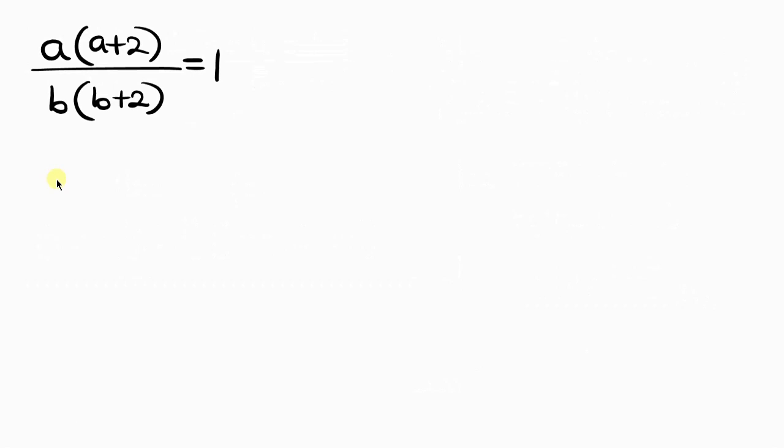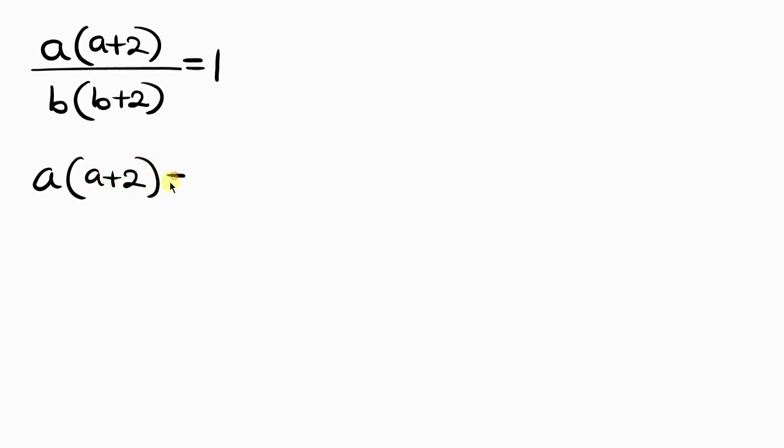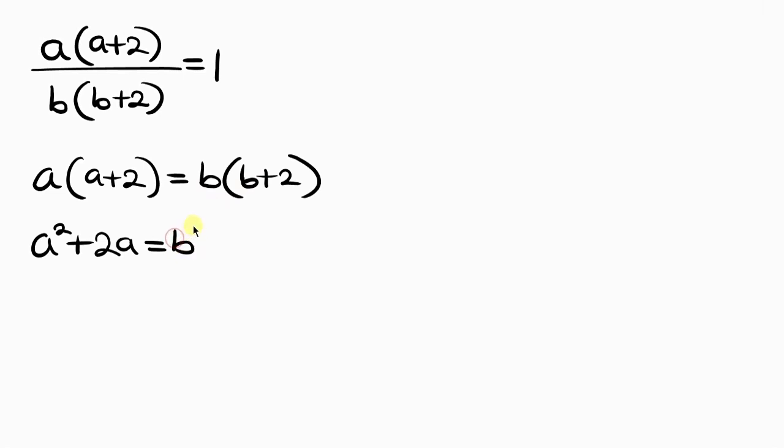Our next step will be for us to cross multiply. So I have a times a plus 2 to be equal to b times b plus 2. Times 1 will give the same thing, b times b plus 2. Now let's expand. So a times a is a squared plus a times 2, that's 2a, equal to b times b, that's b squared, plus b times 2, that's 2b. Good.